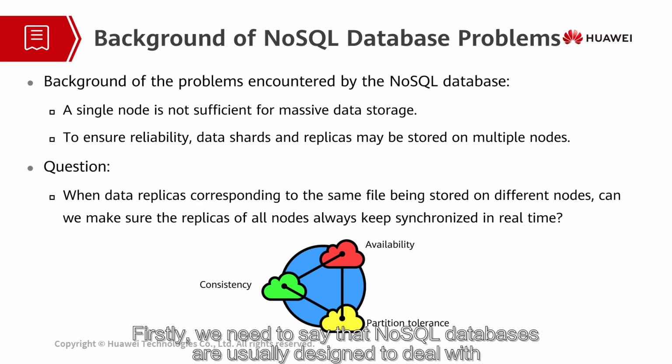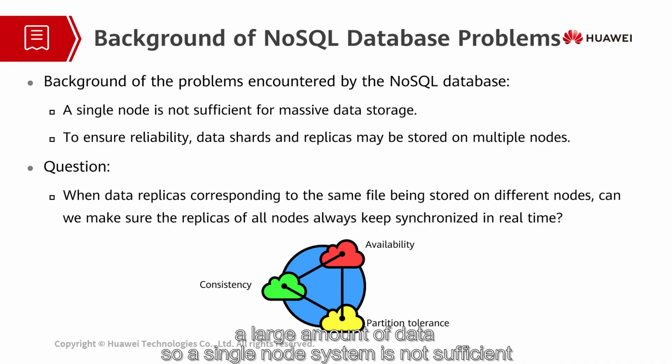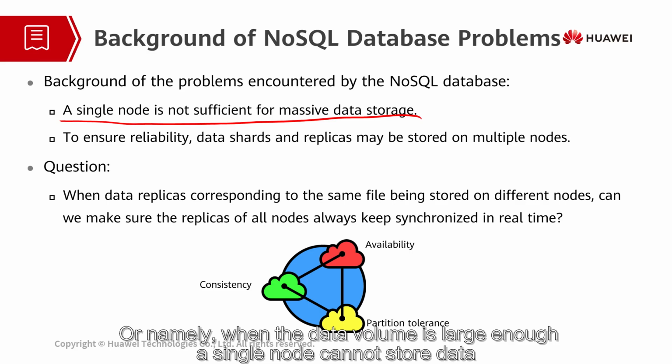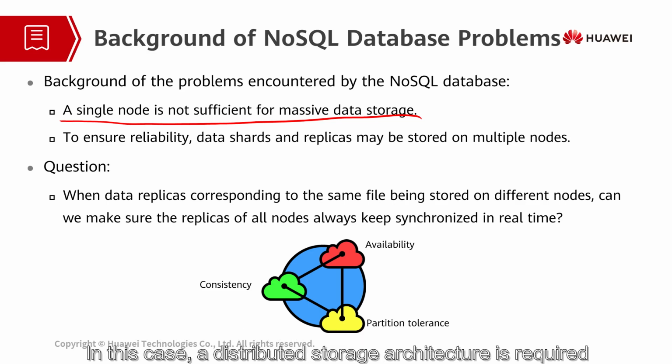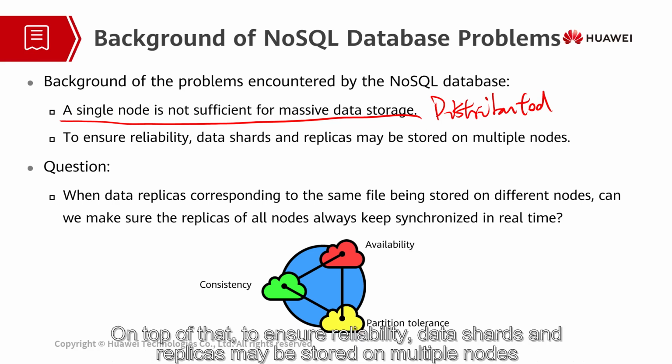Firstly, we need to say that NoSQL databases are usually designed to deal with a large amount of data. So a single node system is not efficient. Or namely, when the data volume is large enough, a single node cannot store the data. In this case, a distributed storage architecture is required. On top of that, to ensure reliability, data shards and replicas may be stored on multiple nodes.